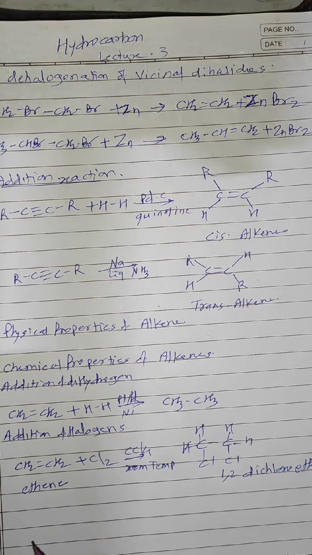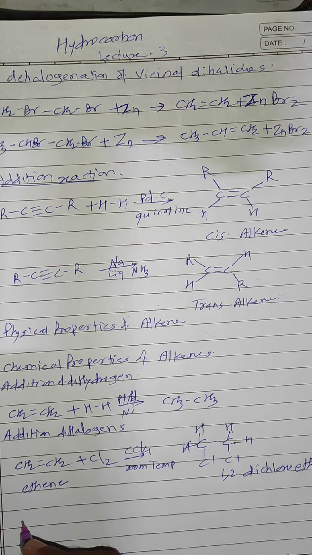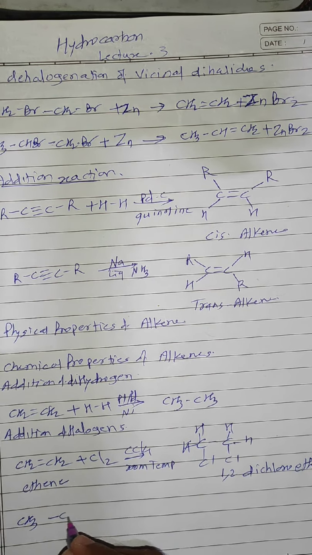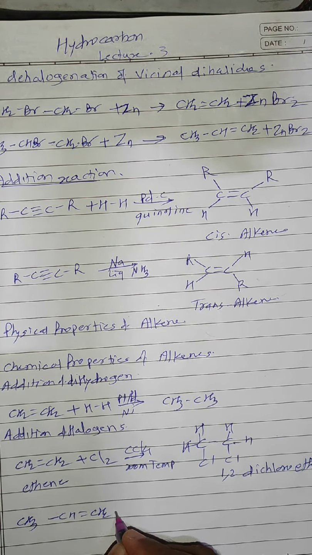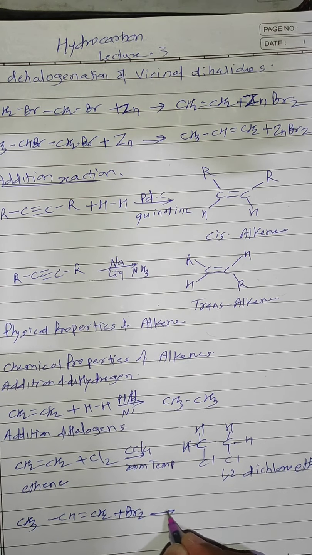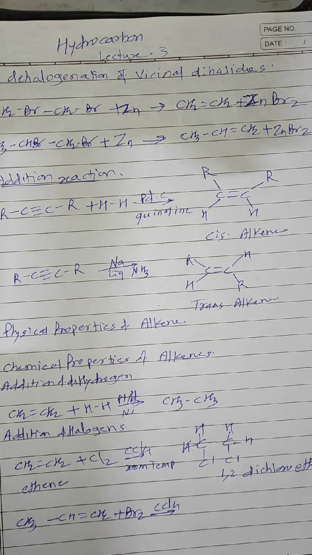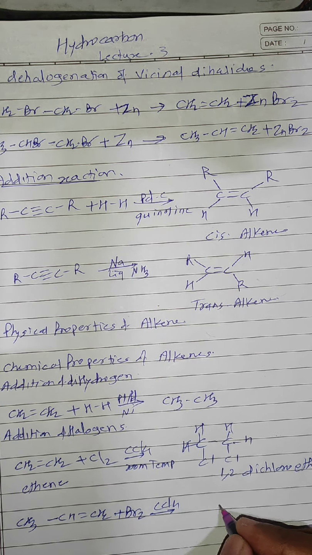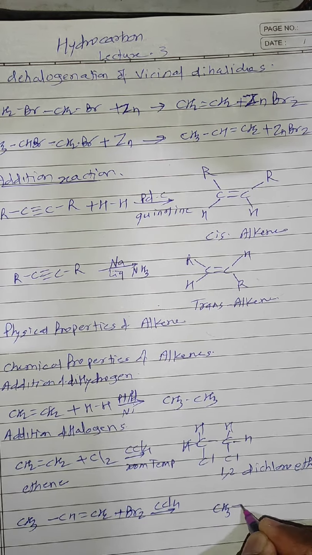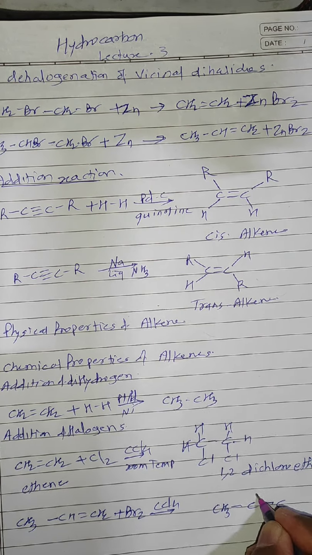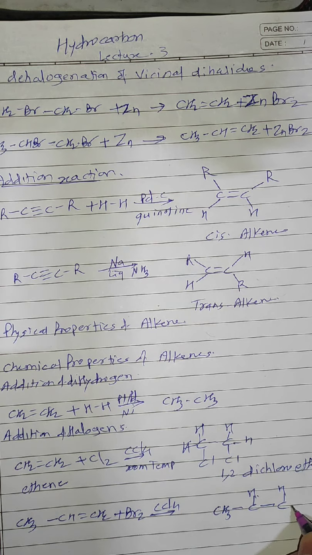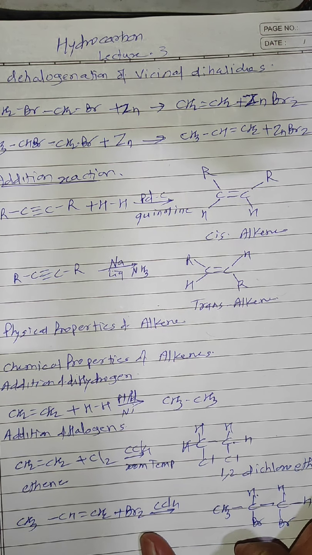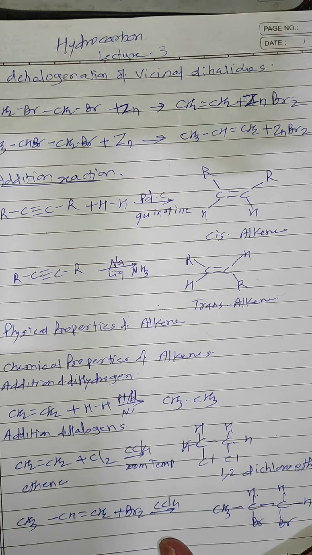Similarly, propene, having the formula CH3CH=CH2, is treated with bromine in the presence of CCl4 at room temperature. They add together and give the corresponding CH3-CHBr-CH2Br. The name of this compound is 1,2-dibromopropane. So this is the addition reaction.